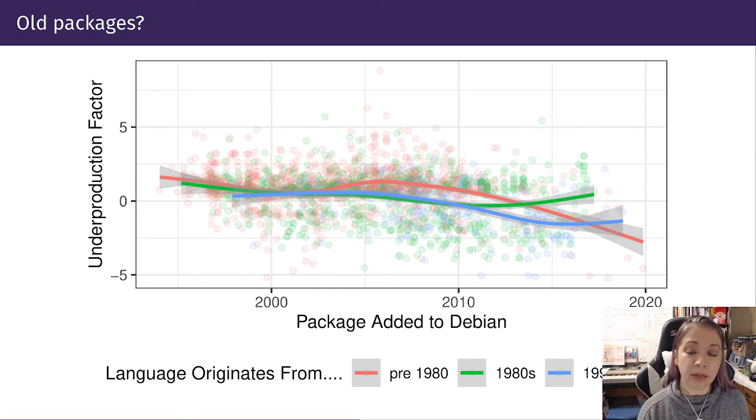All right. So the age of the language is not the only factor to consider. There's also when the package itself was written. Languages change through time, and so do packages. So this looks at when the package was added to Debian versus the era that the language it was written in originates from. What we see is underproduction characterizing packages that have been in Debian for a long time, and then falling off as the package was added more recently. That said, some of these 1980s languages like Perl and C++ seem to be doing relatively worse in recent decades.